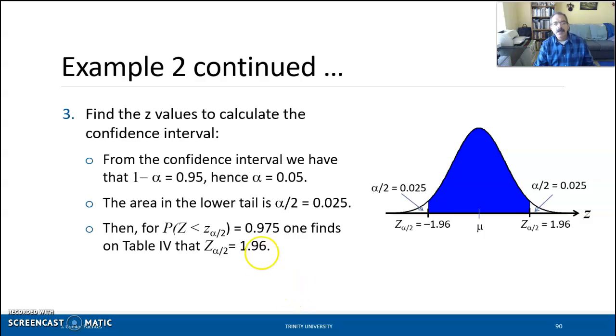All right, so let's find the z-value that we're going to use in the calculation of the confidence interval. Again, the confidence level is 0.95, alpha is 0.05. You divide the alpha between the two tails, we divide it by 2, so that's 0.025. And then using the probability to the left of the upper z-value, 0.975, you find on table 4 that the z-value is 1.96.